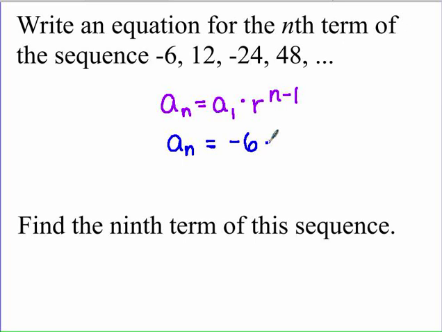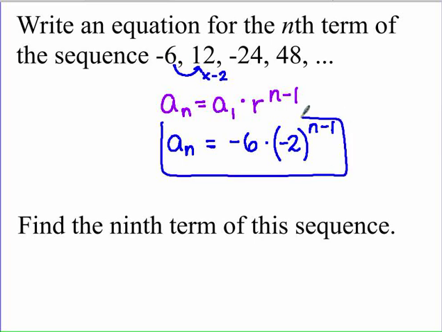Now I need to find out the common ratio. What do I do to -6 to get 12? Multiply by -2. Nice job. So that's my common ratio. Since the ratio is negative, I'm going to put it in parentheses. Normally you only need to if it's a negative or if it's a fraction. And then I've got my n minus 1 power. And that's it, you're done. That's the first part.